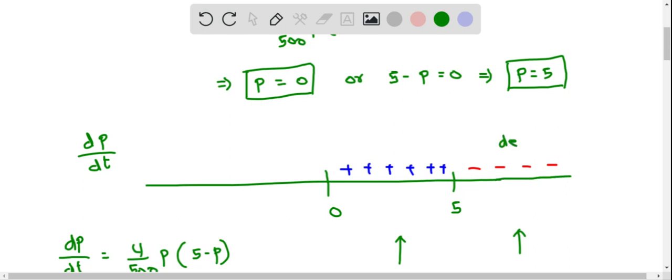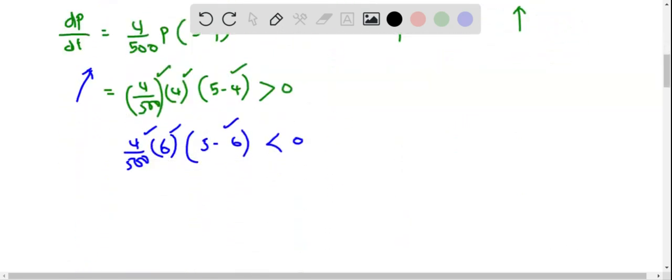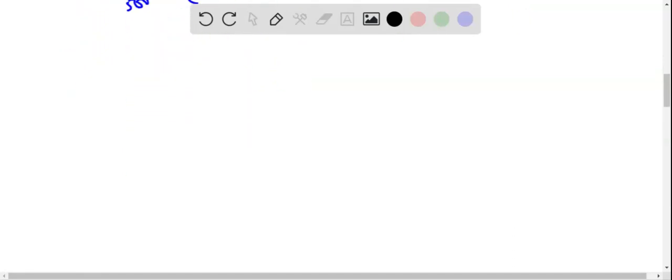So here we see that the population function is decreasing because the derivative is negative, and in the interval 0 to 5, the population function is increasing because the derivative is positive in this interval. That means we can write down the increasing and decreasing intervals for the population function.